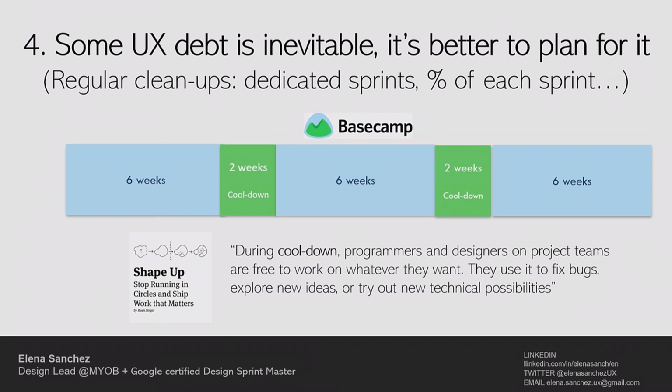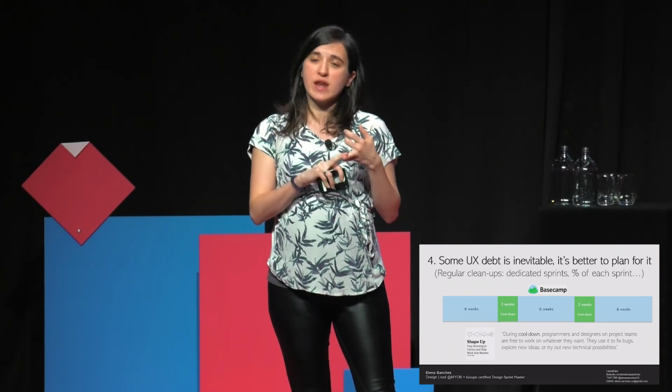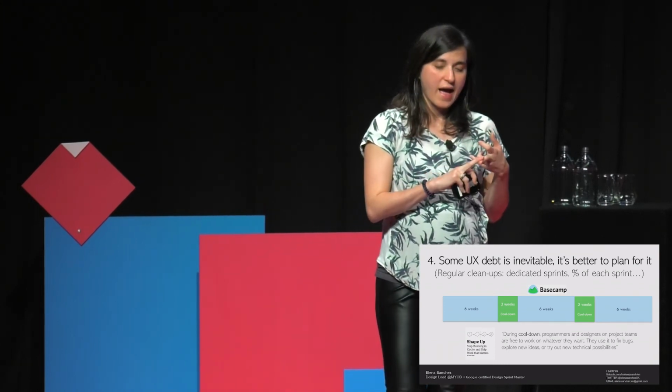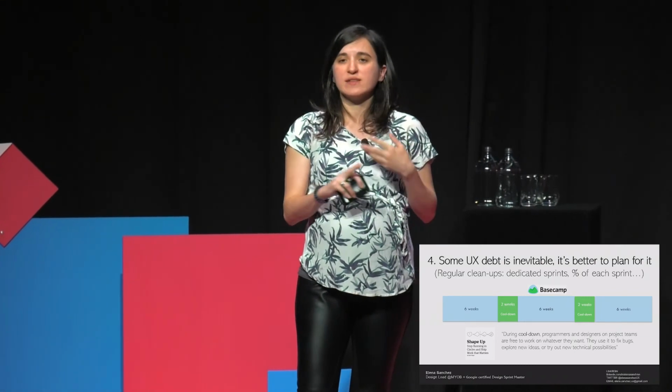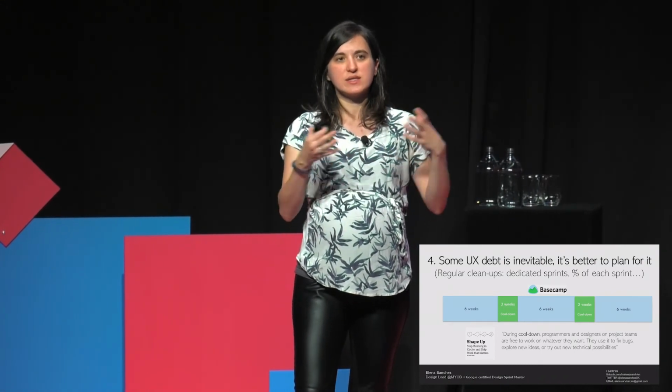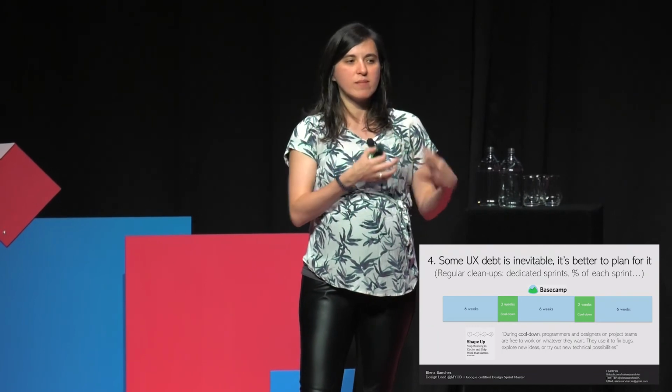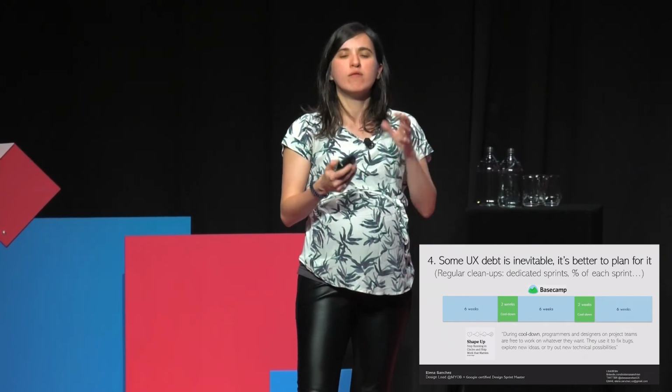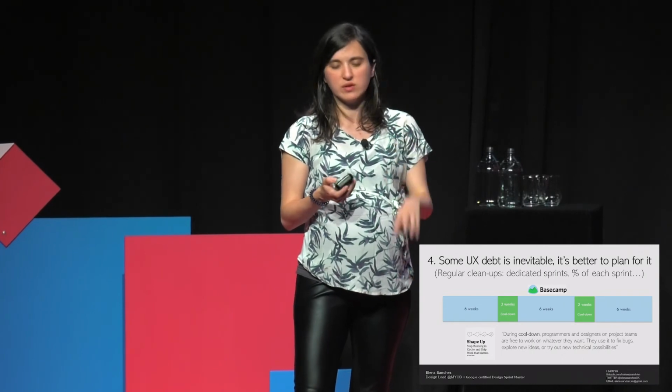So Basecamp, for example, in their online book, Shape Up, explain how they work in 6-week sprints, and they have a 2-week cool-off period between each of those sprints. Within that period, it allows the team to first cool down from the stress of releasing a feature, but also explore new ideas for the next sprint, and pay some of that UX or tech debt. They give the developers and the UXers some time to breathe and solve those things before they can focus 100% on the next thing they have to build in the next 6 weeks.